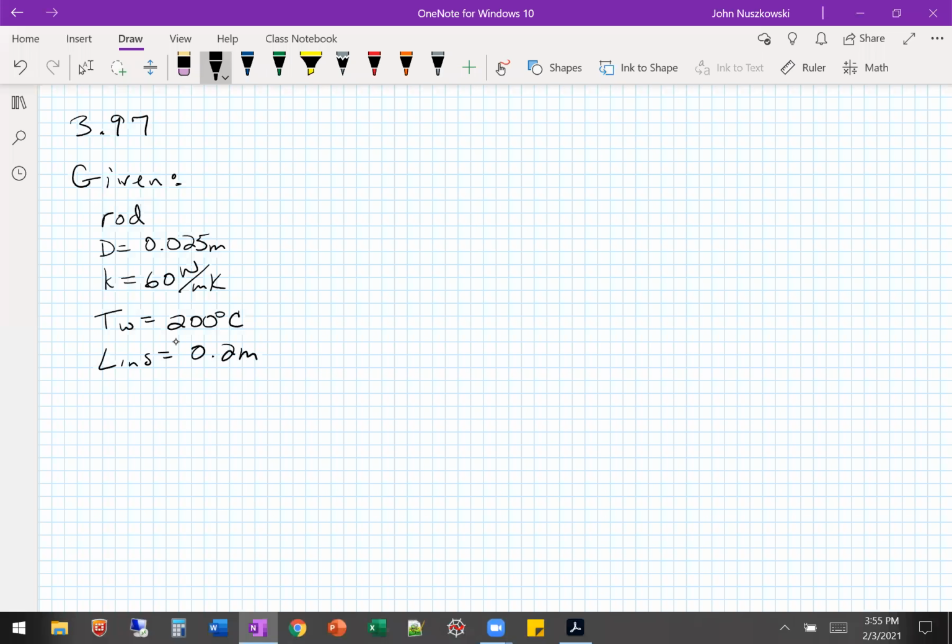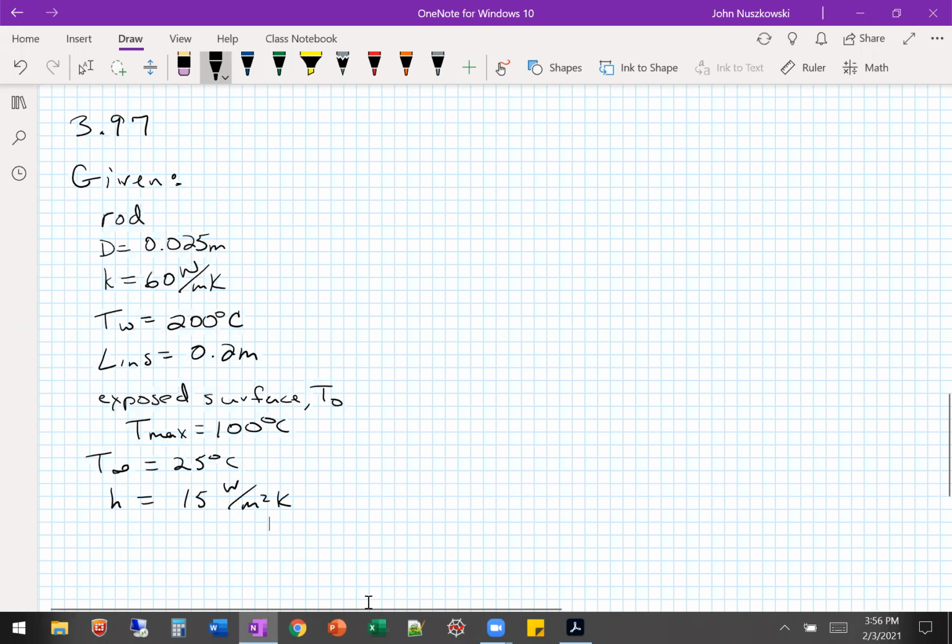is 0.2 meters. The exposed surface has a temperature TO, which has a Tmax of 100 degrees Celsius. We have T infinity of 25 degrees Celsius and h of 15 watts per meter squared Kelvin of the air.